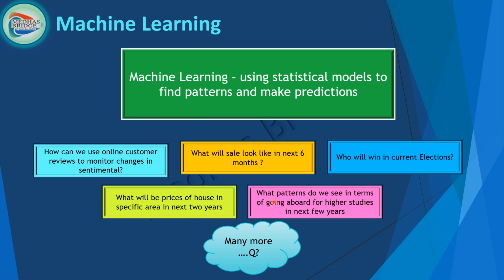Similarly, what patterns do you see in terms of going abroad for higher studies in the next few years? Today you see there are a lot of changes in various countries due to various factors. Then are we still seeing the same trend that students are going abroad for masters and then trying to get jobs over there? So probably yes, you can use machine learning algorithms to find out a right prediction for a given quality data.